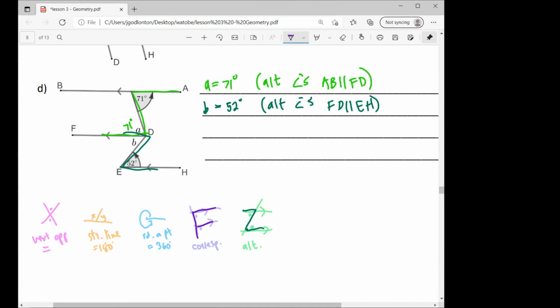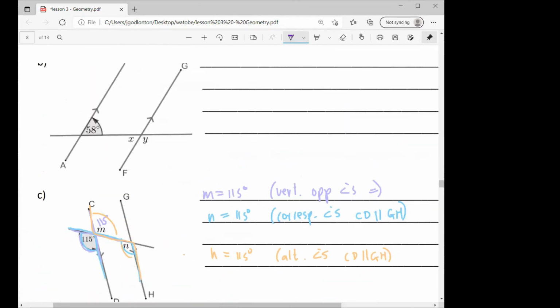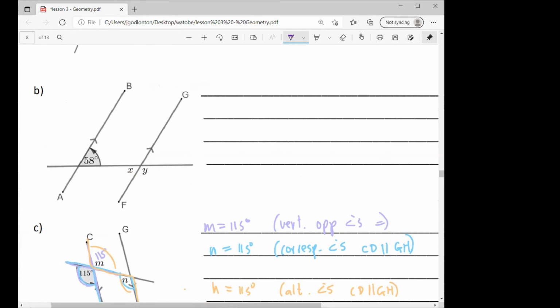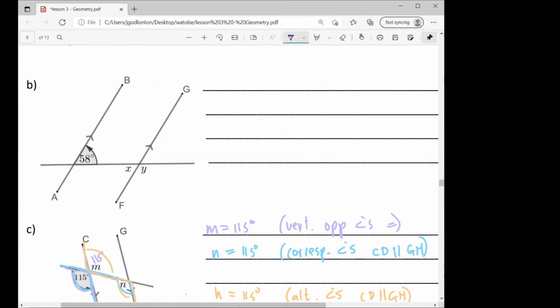One last easy question for the night, and then I will pass you on to Tula. So let's do B. For B, I want X and I want Y. And then you are free from me for your Monday evening.